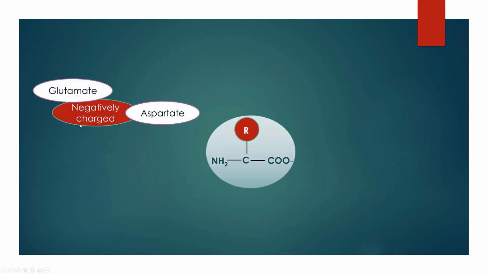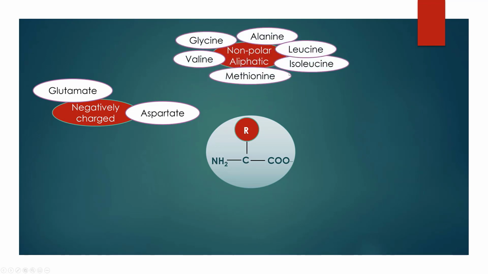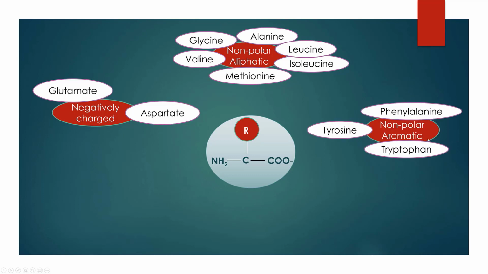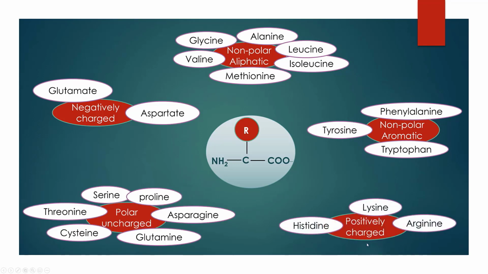One type is negatively charged amino acids, which are glutamate and aspartate. Another is non-polar aliphatic amino acids: glycine, valine, alanine, leucine, isoleucine and methionine. The third is non-polar aromatic amino acids. Another is polar uncharged amino acids, and the last is positively charged amino acids. These amino acids are different on the basis of the R chain.